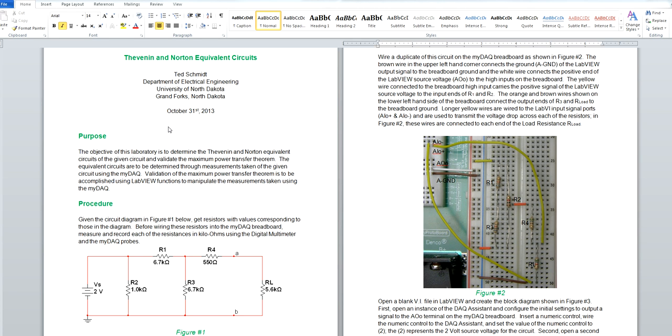Welcome to the Thevenin and Norton Equivalence Circuits Laboratory using the myDAQ breadboard in conjunction with the LabVIEW software. The objective of this laboratory is to determine the Thevenin and Norton equivalence of the given circuit in Figure 1 and validate the maximum power transfer theorem. The equivalent circuits are to be determined through measurements taken of the given circuit using the myDAQ.